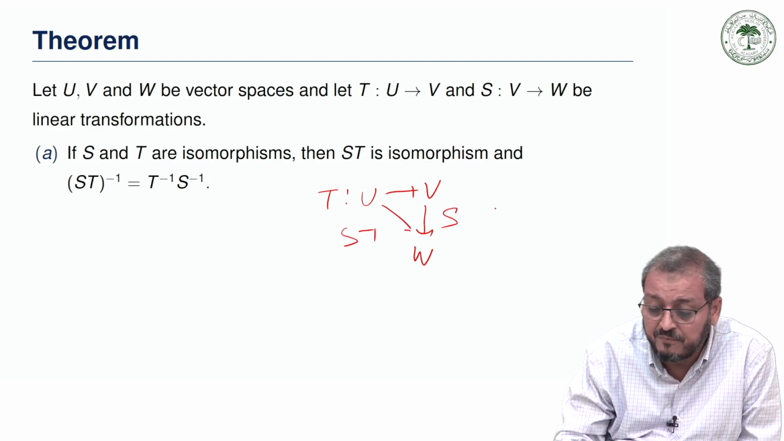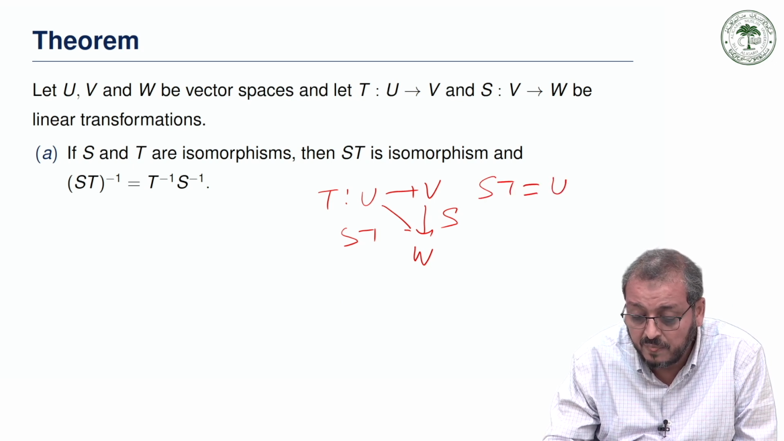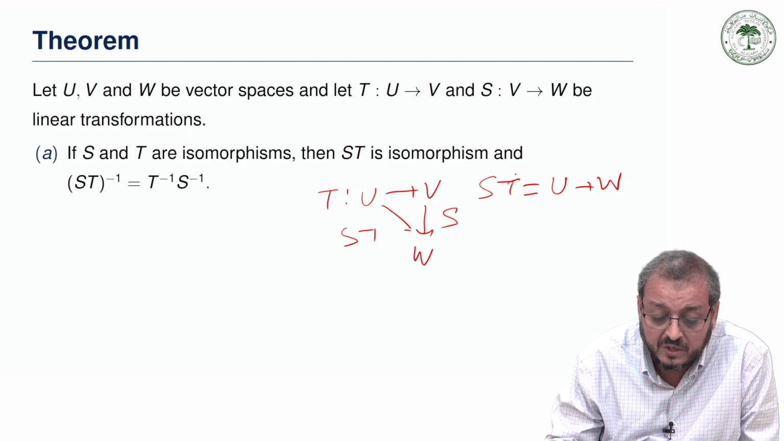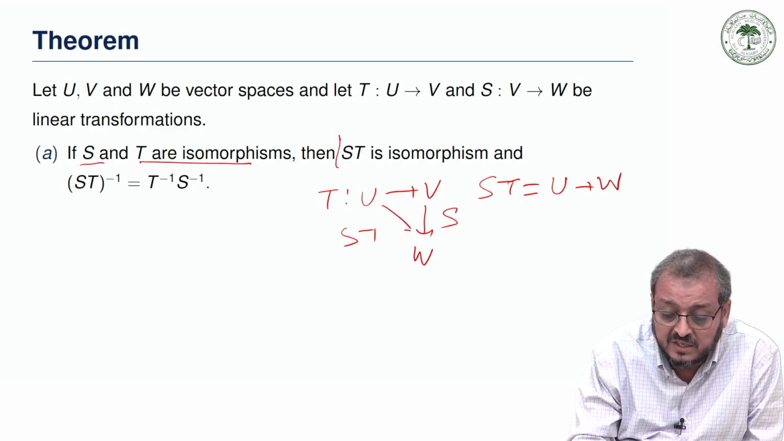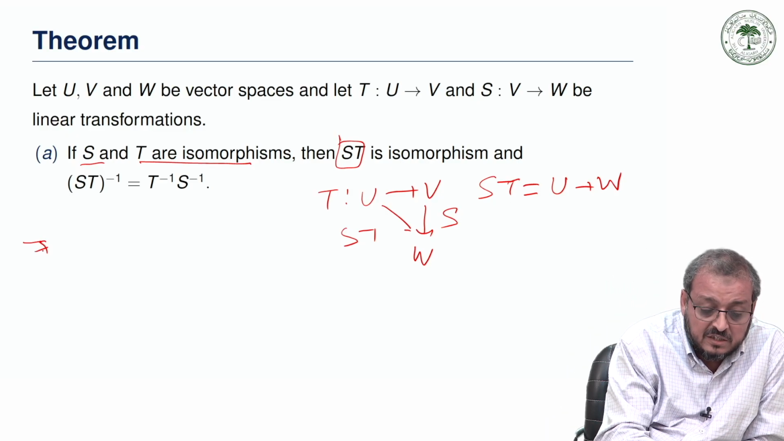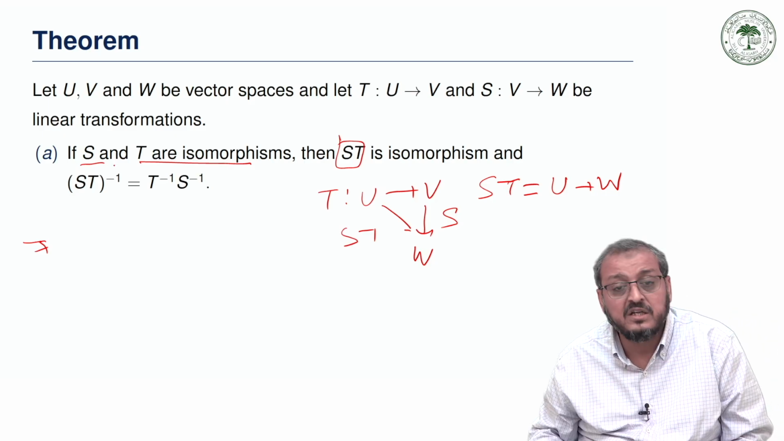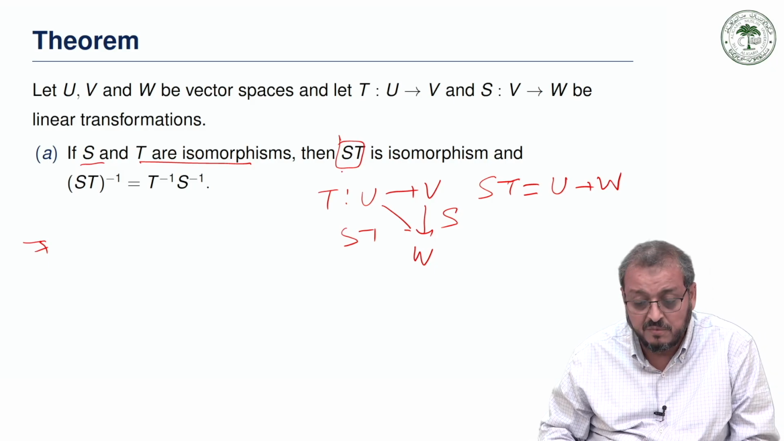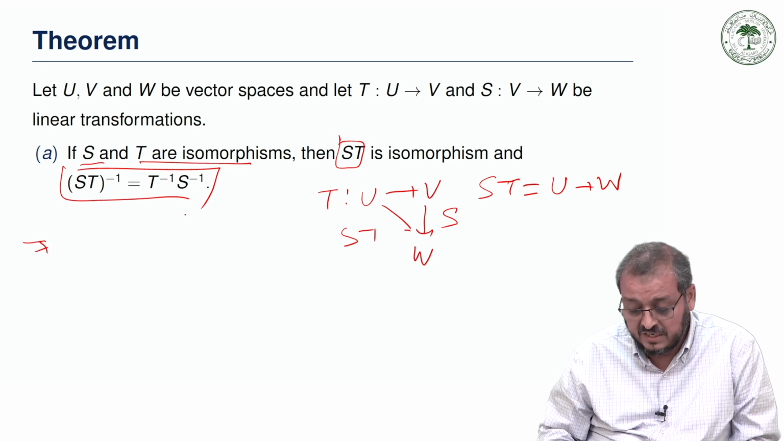The composition map we define as ST, from U to W. Now if S and T are isomorphisms, then ST is also an isomorphism. There are two parts to this theorem. One is if S and T are both isomorphisms, then we have to show that ST is an isomorphism, and (ST) inverse is equal to T inverse S inverse.